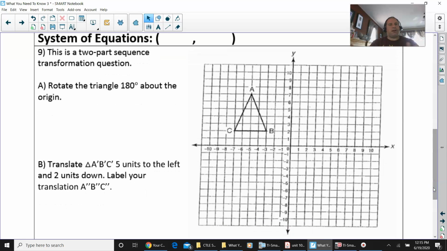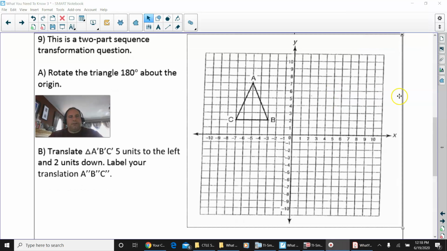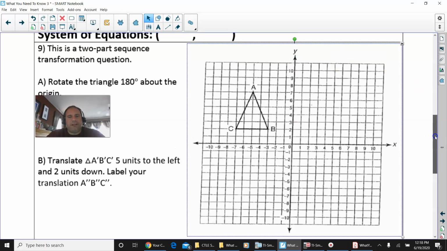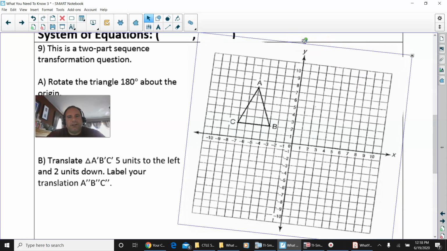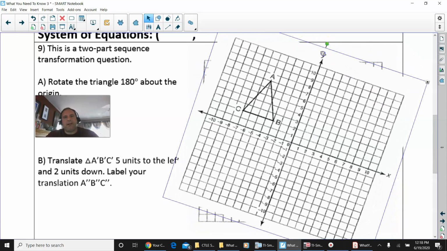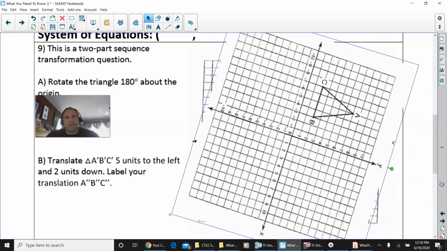So number 9 is a two-part sequence, and this is a transformation question when they're asking you to rotate the triangle 180 degrees about the origin. So here we go. When you rotate something 180 degrees, there is a rule that is really easy to remember, but maybe you're not going to remember it. Okay, but when you do rotate something 180 degrees, you're going to rotate your paper around until it's upside down.